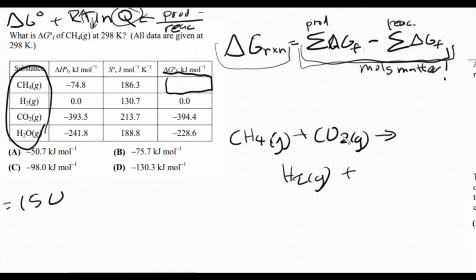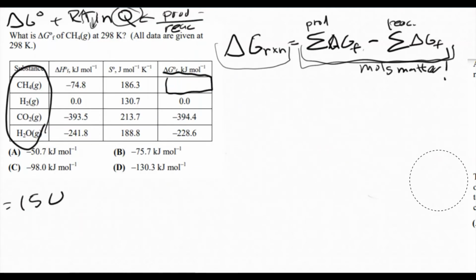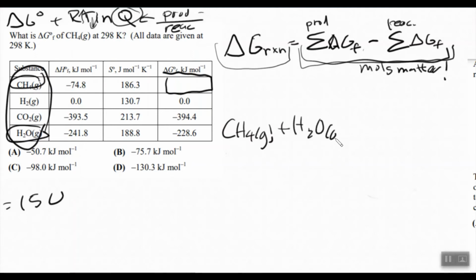So this would be H2O gas. Uh-oh, I see a problem with this, because there's C's on this side, and there's no C's on this side. Bad equation. So we're going to erase this equation and find a better equation to write out. I think we need these two to be on the left side this time. CH4 gas plus H2O gas becomes H2 gas plus CO2 gas.